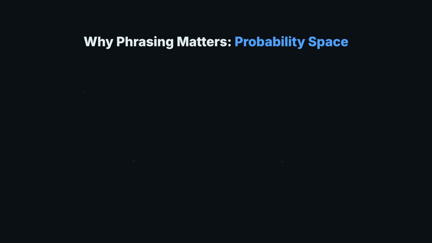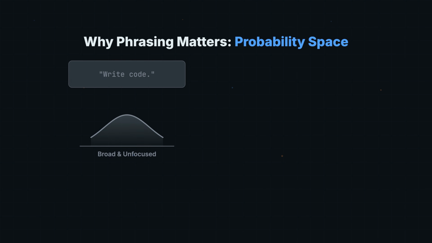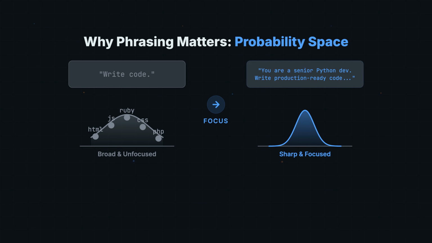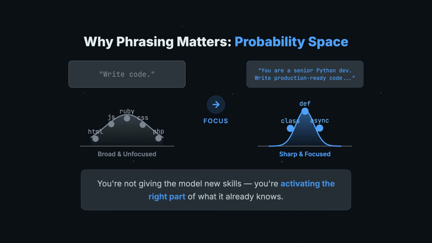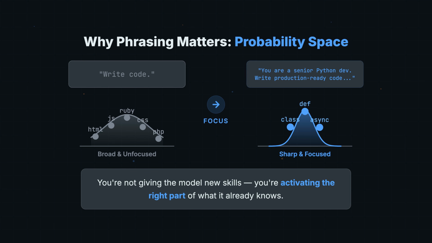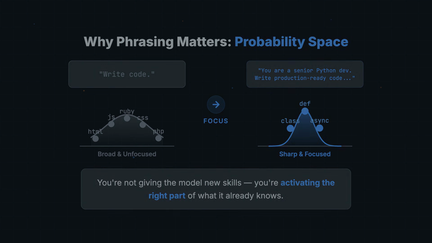But why? Remember, the model is predicting the next token based on all the context before it. When you write code, the model could go in 1,000 directions. When you write, "You are a senior Python developer writing production code," you've narrowed the probability space. You're biasing the prediction toward the patterns it learned from expert-level code. You're not giving it new skills, you're activating the right part of what it already knows.